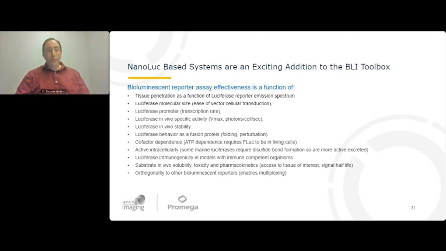Something we haven't touched much upon is immunogenicity. NanoLuc has very low immunogenicity, even in immune-competent mice. And then, of course, as I have mentioned several times, the properties of the substrate are quite important. You want it to be soluble, non-toxic, and have good pharmacokinetics. And finally, the multiplexing, which, again, I've touched upon quite a bit. So for all these reasons, we think NanoLuc is very exciting.